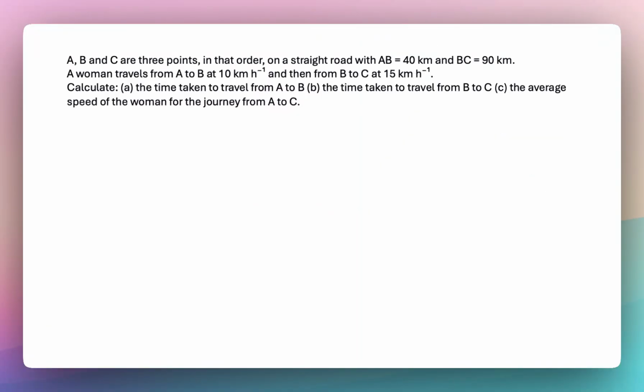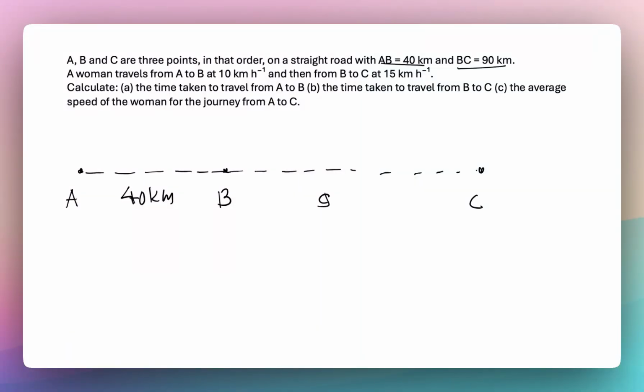This is one of the questions which says A, B, and C are 3 points in that order, which means they are in sequence A, B, and C on a straight road with AB equal to 40 kilometers and BC equal to 90 kilometers. I'm going to draw a small figure here. This is point A. From here to B in sequence we go. This is given to be 40 kilometers. And from B to C, which is almost more than double of it, so I'll go all the way here. This is 90 kilometers.